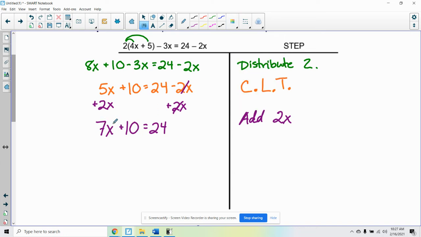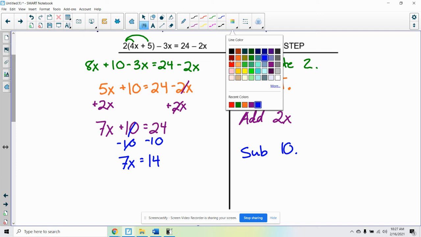Through addition and subtraction, get all the variable terms on one side, all the constant terms on the other. So my variable terms are on the left. Now I'm going to get my constants on the right. So I'm going to get rid of that 10. So I have 7x equals 24 minus 10 is 14. I subtracted 10.